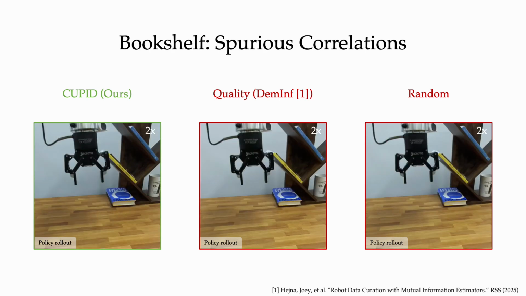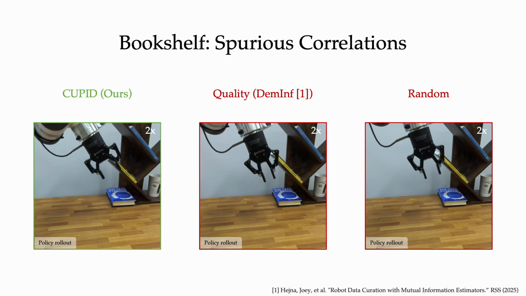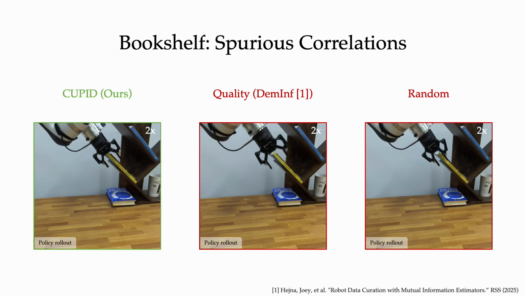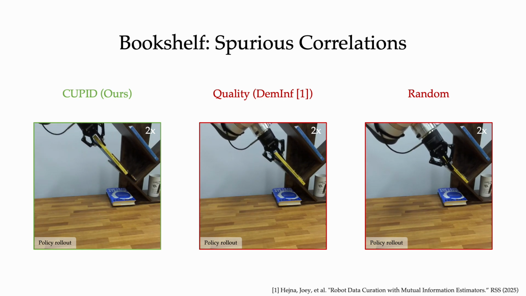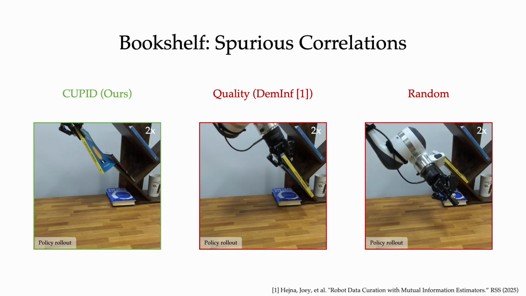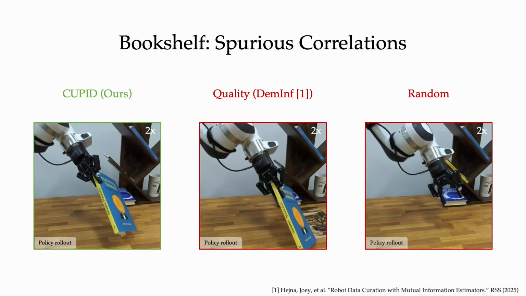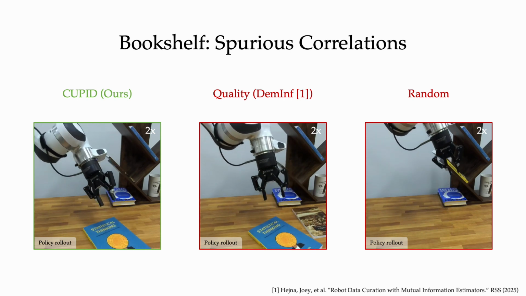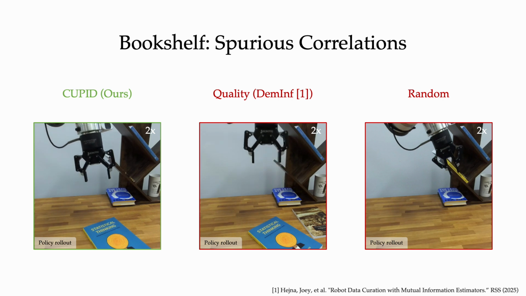On the Bookshelf task, CUPID correctly identifies the spuriously correlated demos that drive failure, in this case horizontal pulling motion with a white background, and rebalances the dataset to mitigate their effect. In contrast, the quality baseline prioritizes the smoother horizontal pulling demos, which further reinforces the spurious correlation. Once again, random choice results in negligible performance gains.